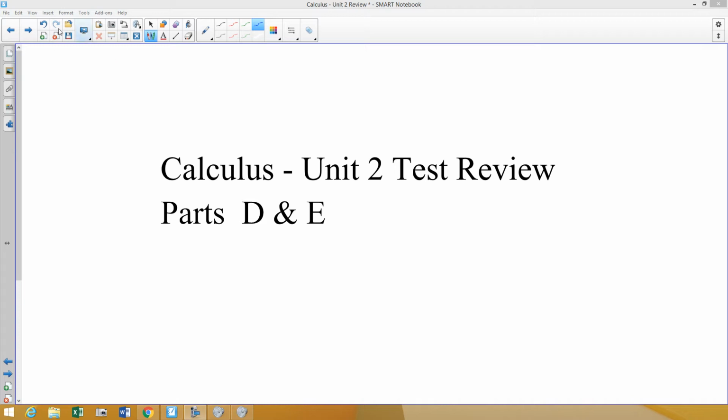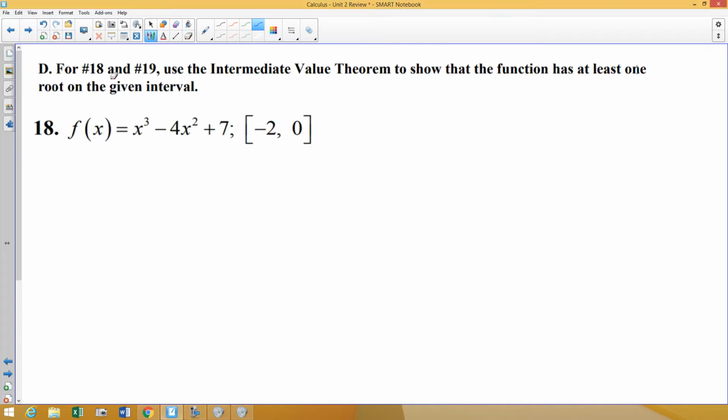Parts D and E of our limits review, and this is really its own little island. It's not limits, it's the intermediate value theorem. Here we're trying to show that the given function has at least one root. And remember, a root is the same thing as an x-intercept, also known as a zero.